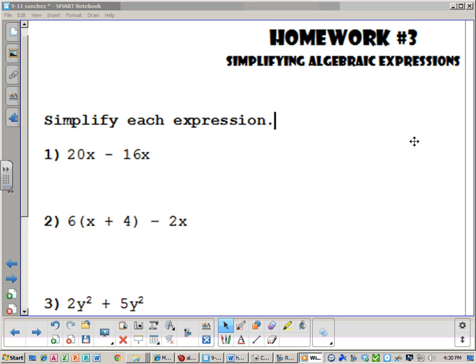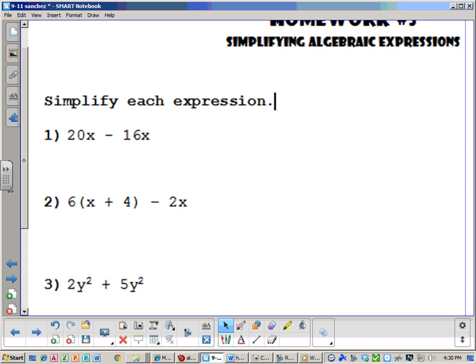Here we go. Homework number 3, simplifying algebraic expressions. A lot of tough ones in here, so stay with me. First one is 20x minus 16x, right? They are like terms, so you can combine them. 20x and negative 16x. Just simply combine them, and you get positive 4x, right? And honestly, that's really that easy.